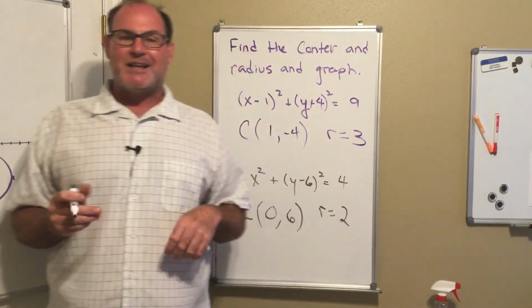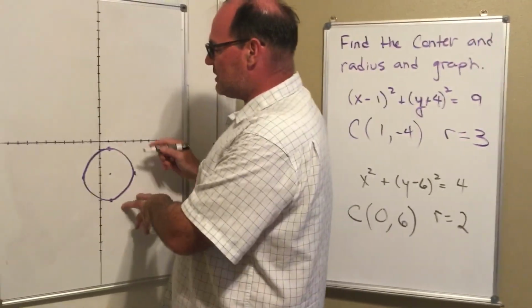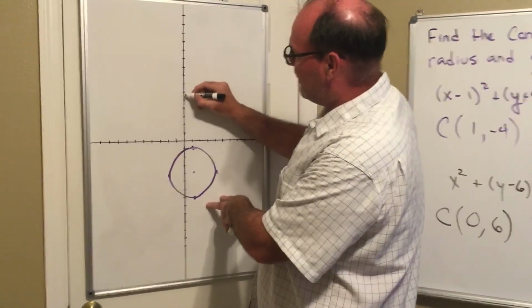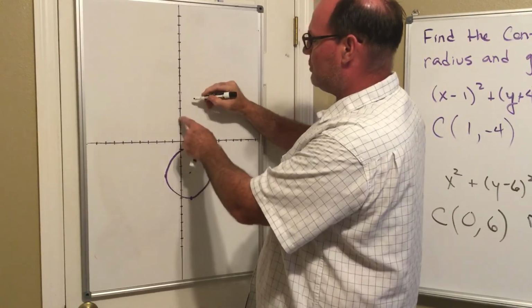So I'm going to go to my central point, 0, 6. I'm back on my graphing board. And so I'm going to go 0, 6. So 1, 2, 3, 4, 5, 6. I'm going to make a cute little dot right here, up 6, which you can barely see. So 1, 2, 3, 4, 5, 6.